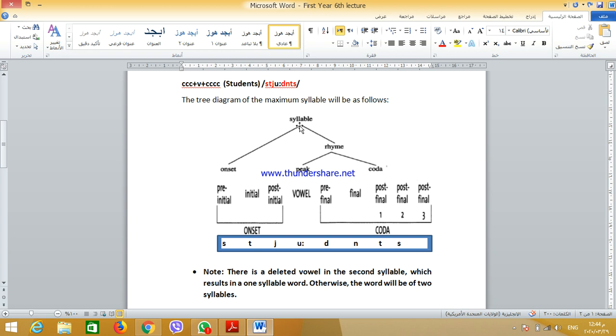Look, here is the syllable. It is divided into onset and rhyme. The rhyme is then divided into peak, the nucleus, and the coda. The onset should be filled up with consonants. The rhyme, the peak, the nucleus should be a vowel, while the coda is usually occupied by consonants. Here we have up to 3 consonants, s, t, y. Then we have the vowel. Then we have 4 consonants under the coda position, d, n, t, s. This is the maximum structure.